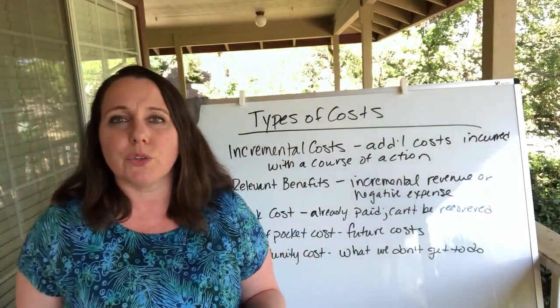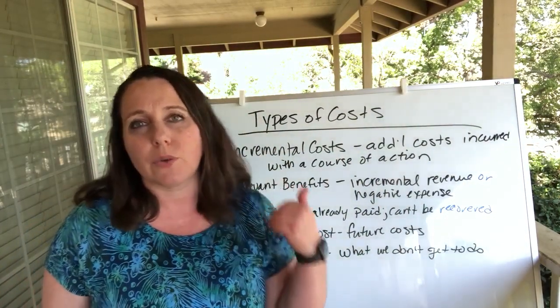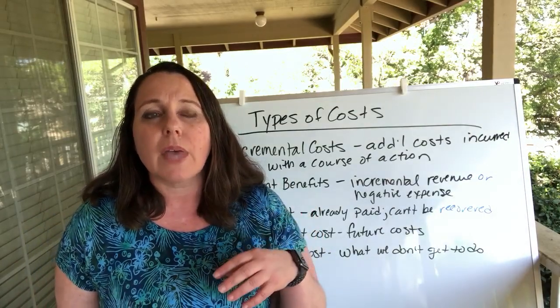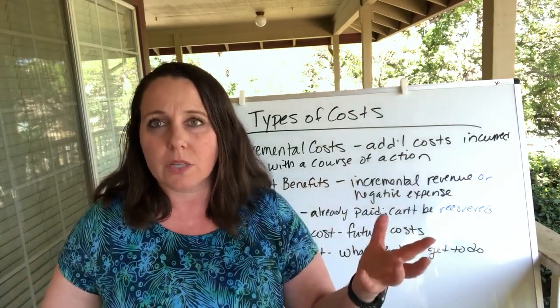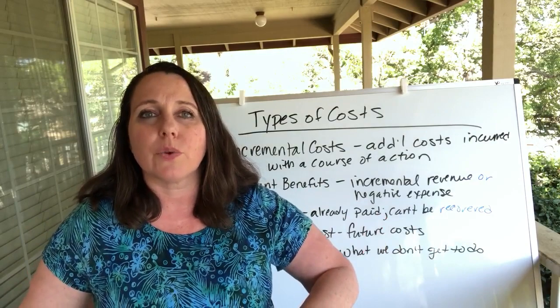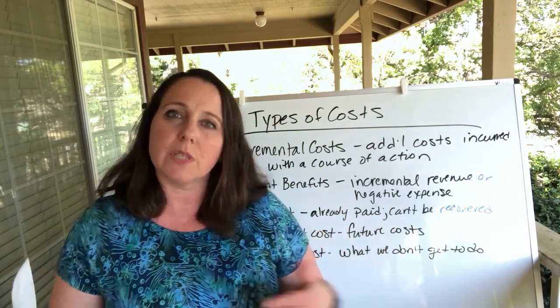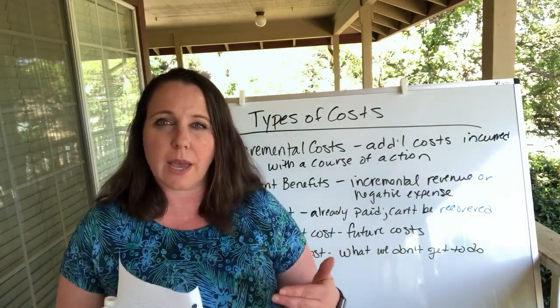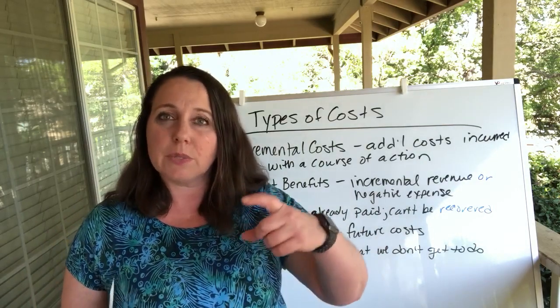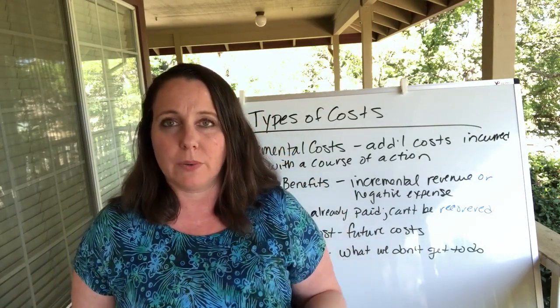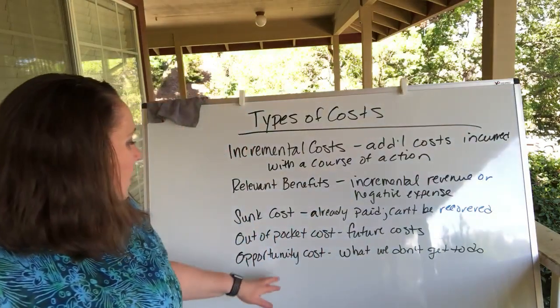All right, out-of-pocket costs. That's the total future costs. Going back to our painting example, the out-of-pocket cost for siding would be the total cost for the siding. The out-of-pocket cost for the paint would be the total cost for the paint, whereas the incremental cost was when we were deciding between the siding and the paint, and it was the difference between the siding minus how much it cost to paint.